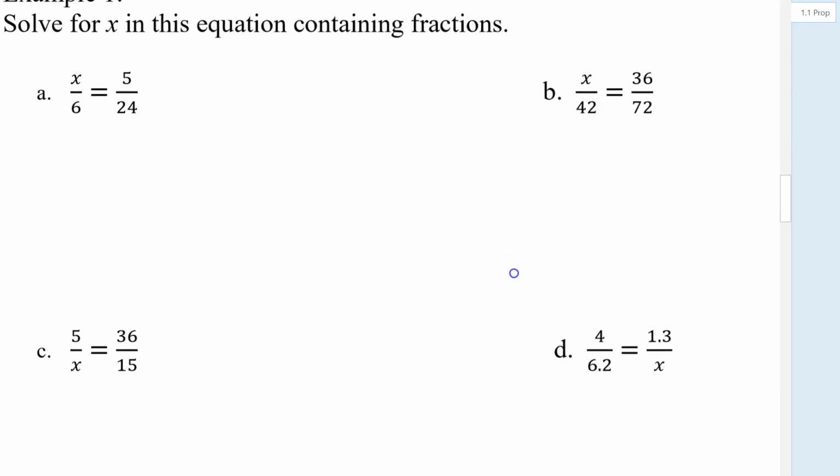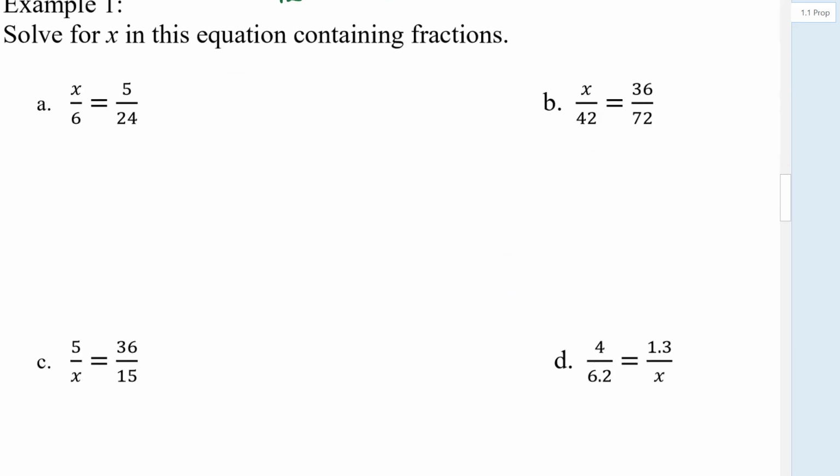Okay, so here's some examples. I'm going to do A, and then I'm going to ask you to hit pause and try B using your calculator. So you're going to have to get a calculator out to try this out. I'm going to use the algebra method here. I'm going to say x times 24, so I'm going to get 24x is going to be equal to 5 times 6, and I happen to know that that is 30. So now I'm going to divide both sides by 24. So I'm going to get x equals 30 over 24.